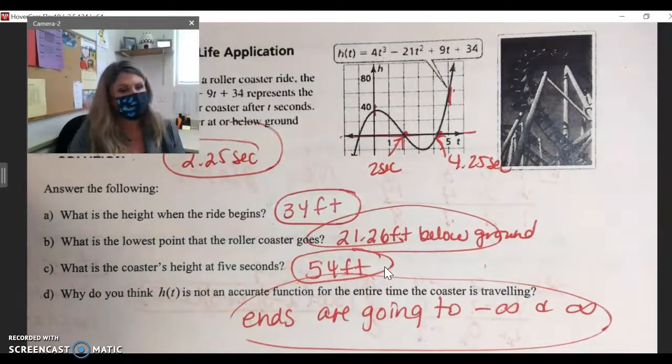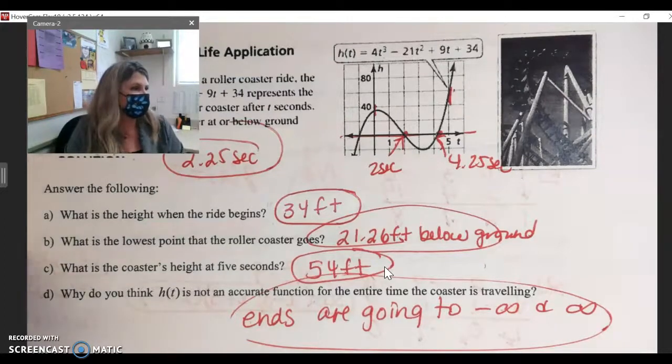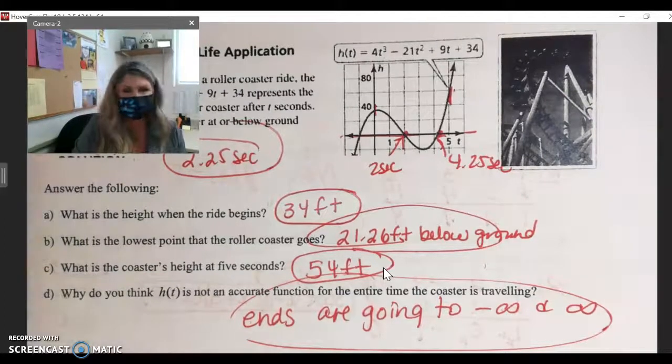Chris? So would the x-axis be like sea level, or would that just be like the ground? Ground level. Like, you know how some roller coasters go underground because they might have a tunnel or something? That's what that means. Yeah. Anybody else? Questions? All right.